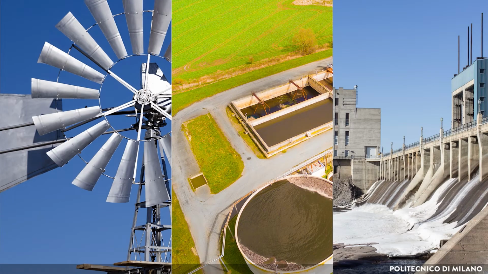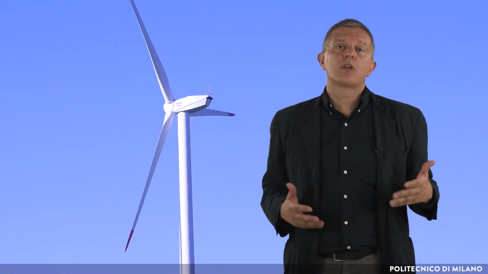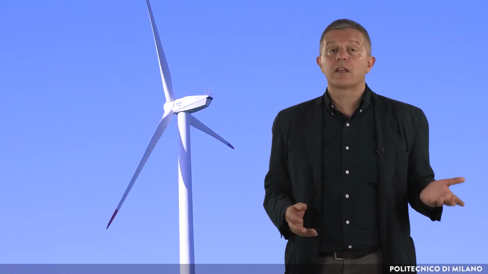Let's go on with the lesson on renewable energy technologies. After having treated the solar plants, we will discuss wind energy, biomass and hydropower. A wind power system consists essentially in a windmill which, thanks to the rotation of its blades, produces electricity.